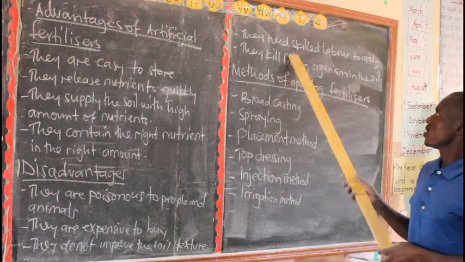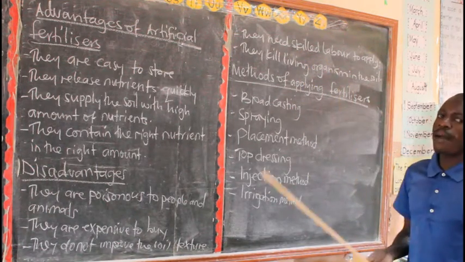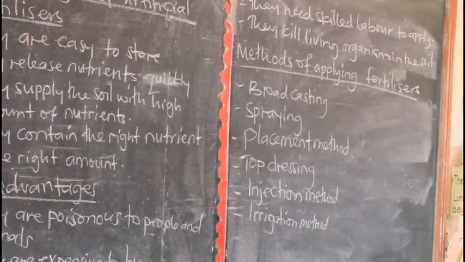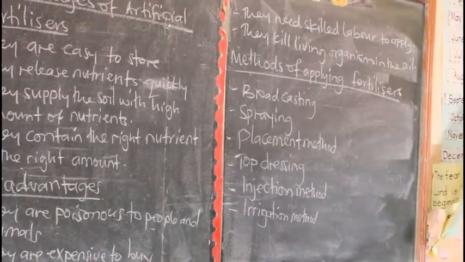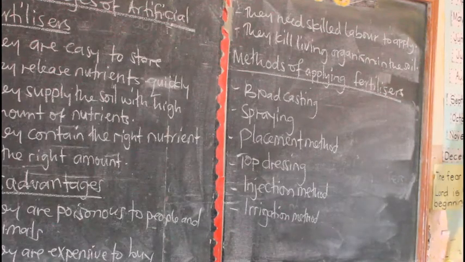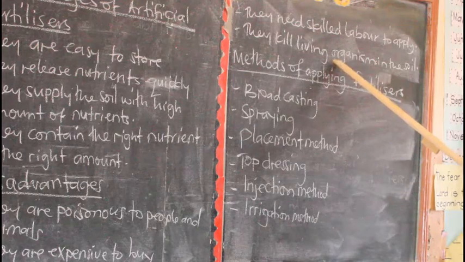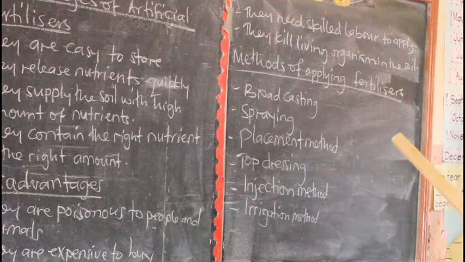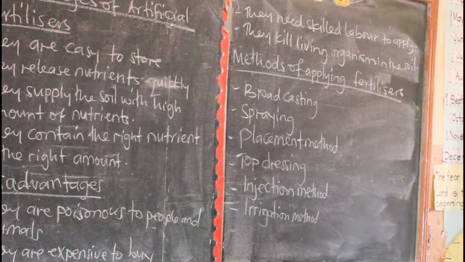They also need skilled labor to apply. Not every person can apply artificial fertilizers. It needs technical know-how. If you know how to apply, that's when you can use it well. Then they kill living organisms in the soil. These fertilizers are chemicals. They kill living organisms in the soil.